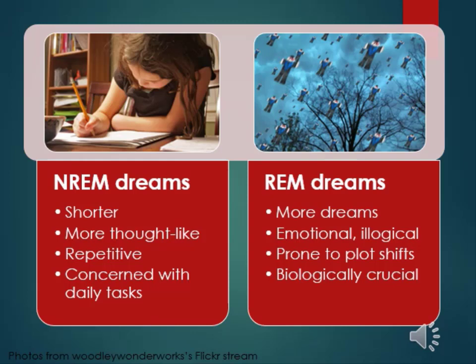Non-REM dreams tend to be shorter, more thought-like, more repetitive, and concerned with daily tasks. By contrast, the kinds of dreams we have when we are experiencing rapid eye movement sleep tend to be less logical, more prone to plot shifts, and can be biologically significant in terms of their themes.